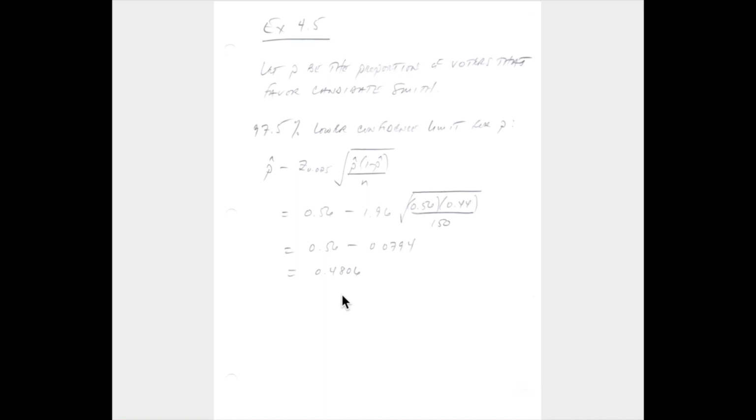Well, we could say that we are 97.5% confident that the true proportion of voters who favor candidate Smith is somewhere greater than or equal to 0.4806. Then, to interpret the 97.5% upper confidence limit for P, we would say that we are 97.5% confident that the true proportion of voters who favor candidate Smith is less than or equal to 0.6394.